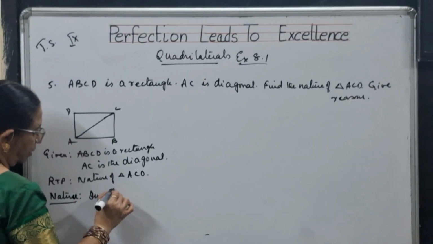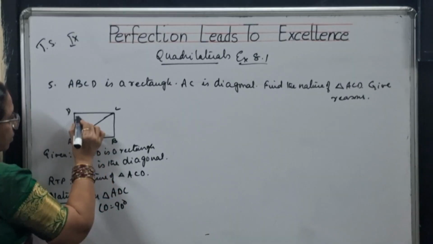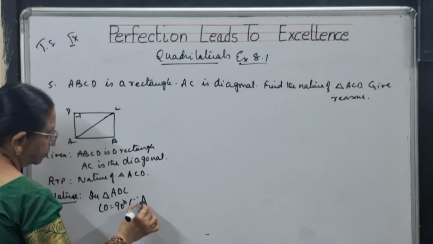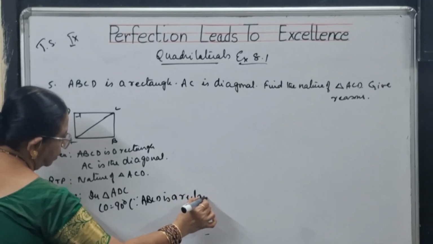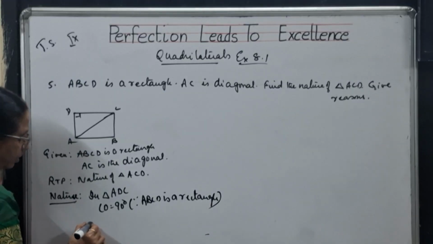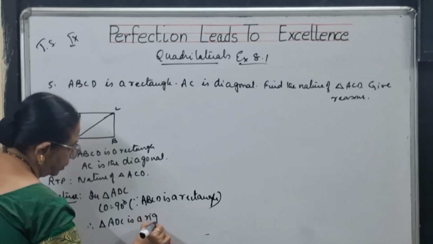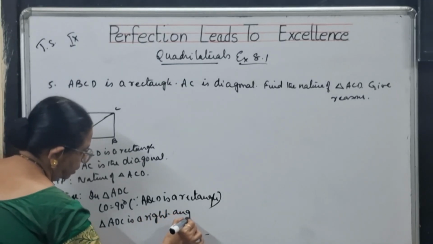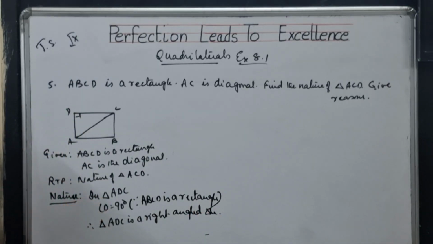In triangle ADC, angle D is 90 degrees. Why? Because ABCD is a rectangle. So if angle D is 90 degrees, we can consider triangle ADC a right angled triangle. The reason is this only, children: angle D is 90 degrees. So we can say that it is a right angled triangle.